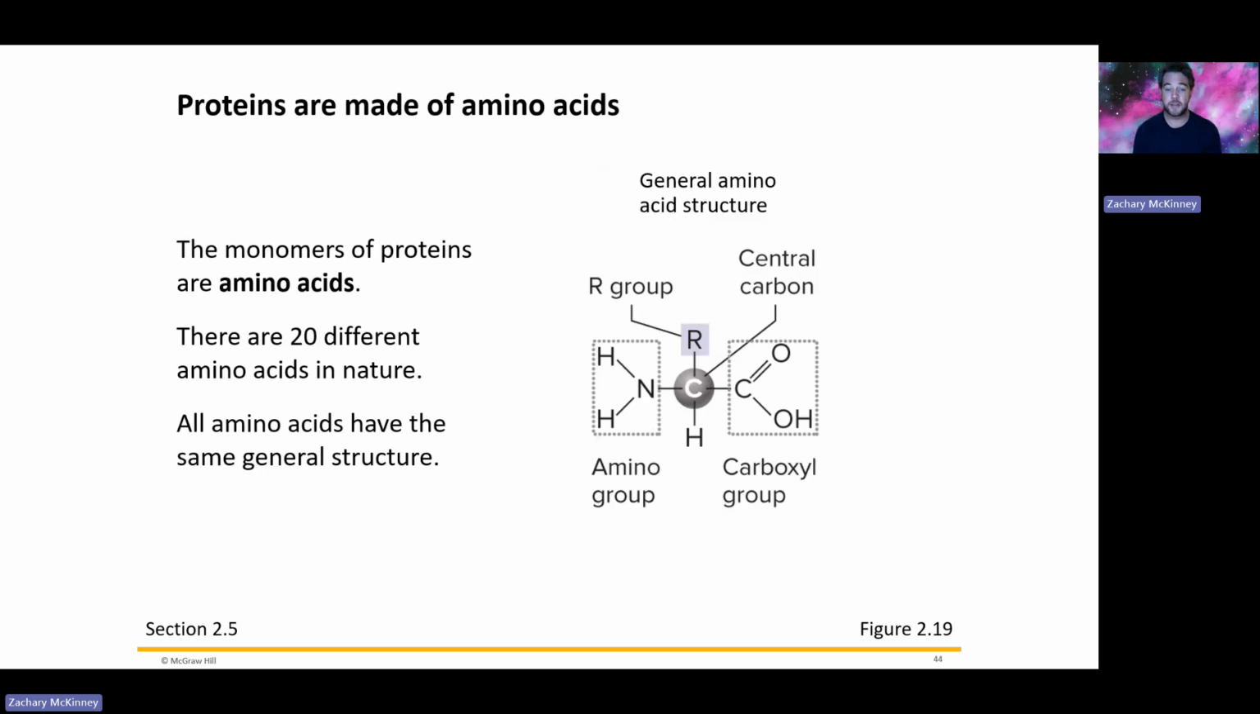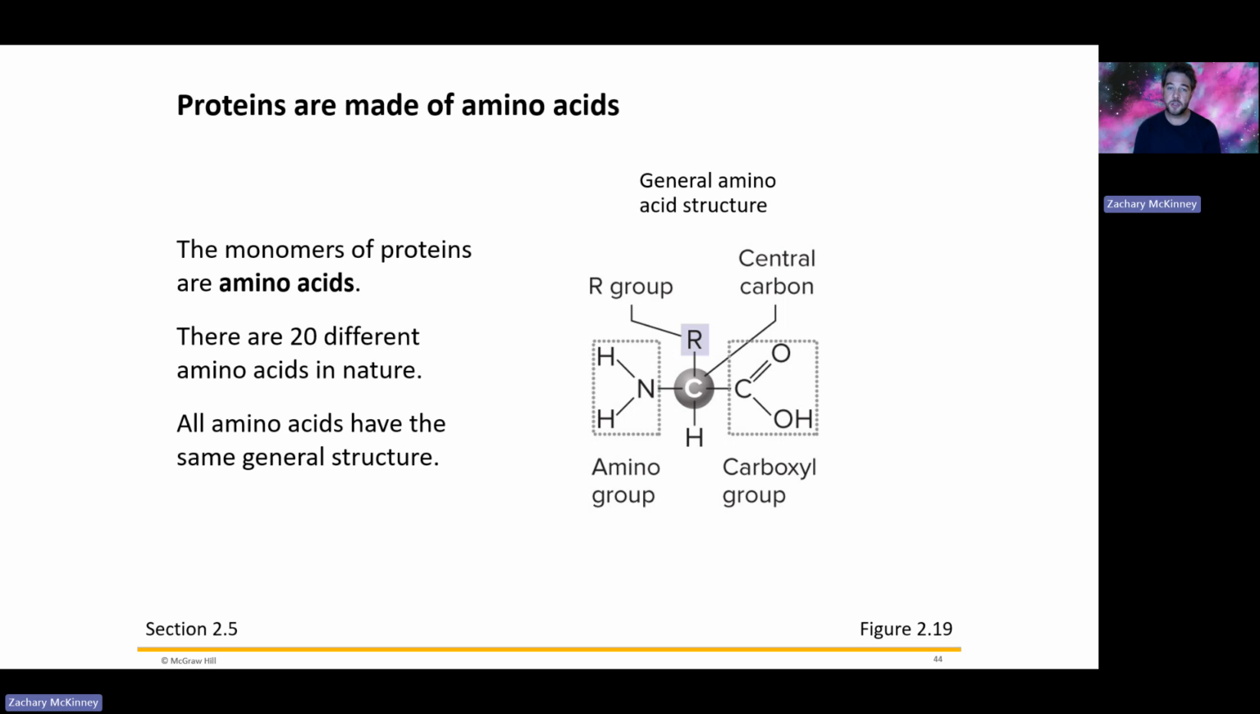The monomer form of a protein is an amino acid. So there are 20 different types of amino acids on Earth, and all organisms use some combination of those 20. Humans, mammals, most complex animals use all 20. We need all 20 amino acids. Smaller organisms, some plants, some bacteria, they don't have all 20. They're going to have some of them. But humans, we need all 20 of them.